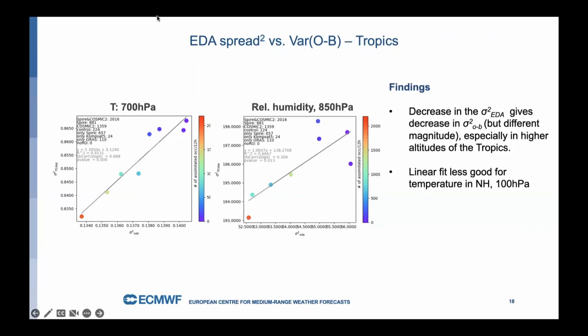And the last question is from Tobias, who is asking, what is the reason for the large stratospheric impact as opposed to other parts of the atmosphere?